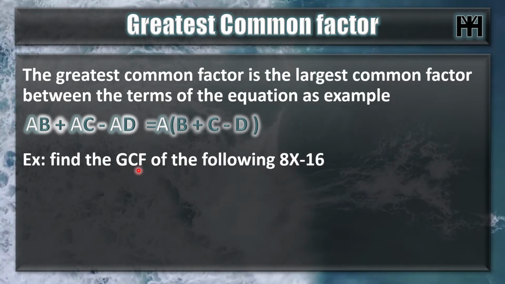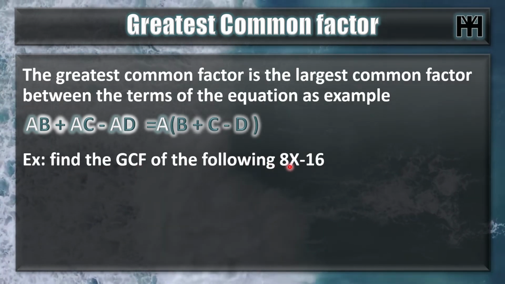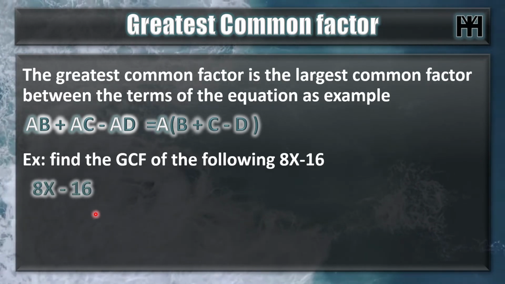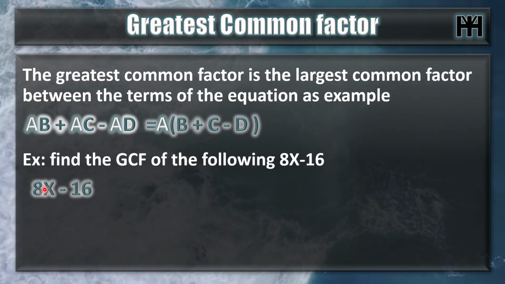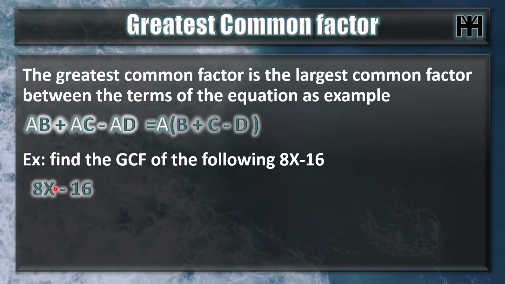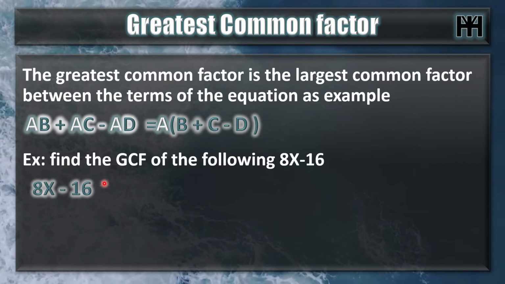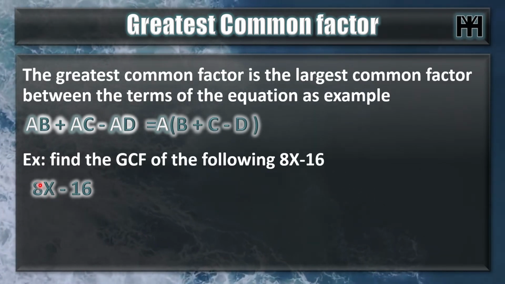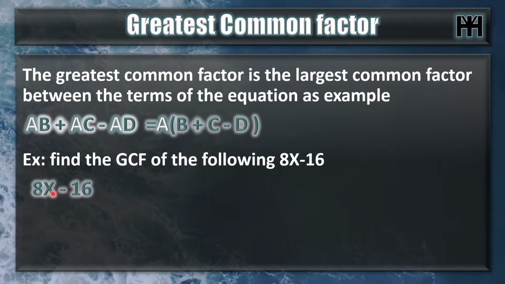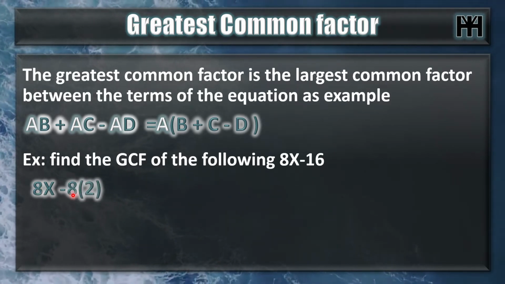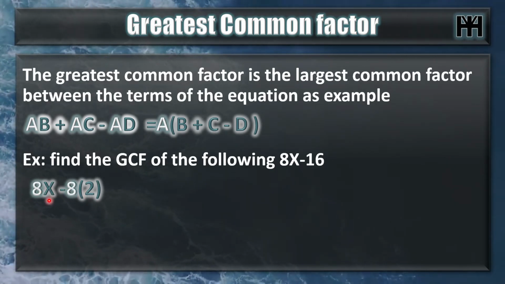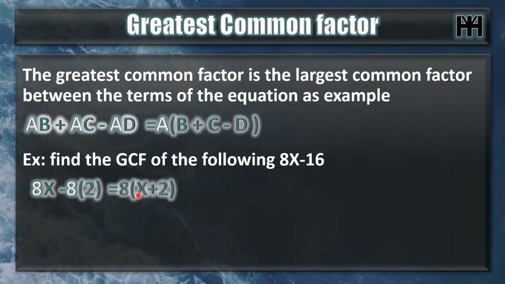Example. Find the greatest common factor of the following. 8x minus 16. So we have 8x minus 16. We can't take the x as the common factor because the lowest power of x is x power 0. We have here the 8 and the 16. We can take the 8 as a common factor, as here 16 is 8 multiplied 2. So we have 8 times x plus 2.